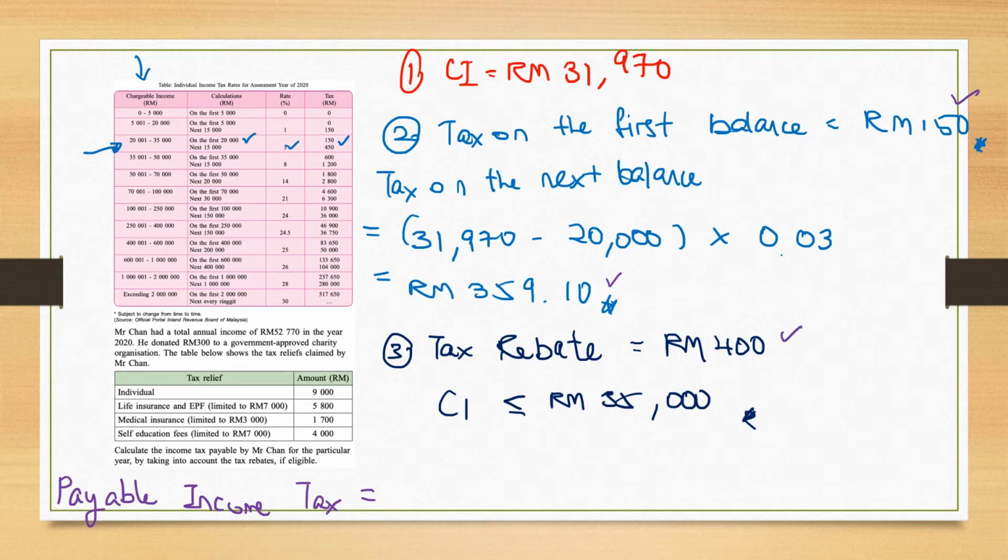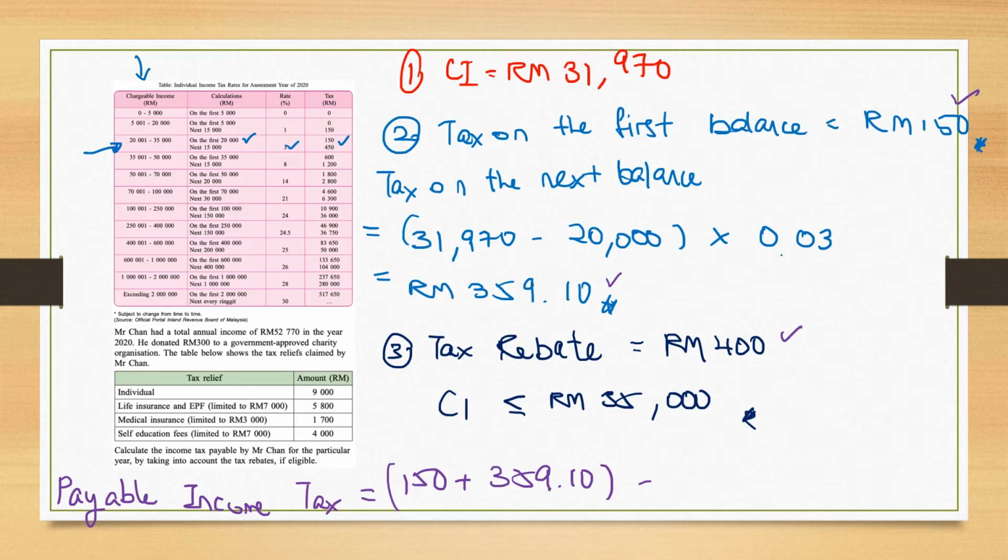That's right, you don't use your chargeable income anymore. Your chargeable income is for your second step as well as third step. To calculate payable income tax, you only use this figure, and your 480 figure. Alright? Again, as I said, 150 ringgit plus your tax on the next balance would be 359 ringgit and 10 cents. Alright? And then you minus your tax rebate out.